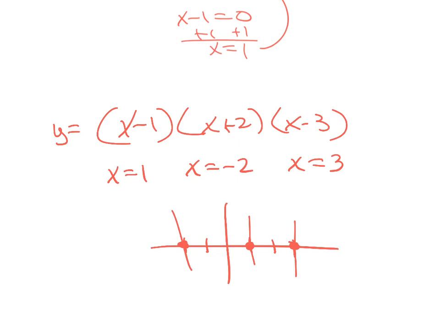If I had x minus 3 twice, then what would happen here is I would get x equals 3 2 times. And what would happen is it would come down here, hit it, and bounce back up, or if it was coming in from this direction, it would be like a bounce or a touch and turn. And we're going to see this as we graph them.